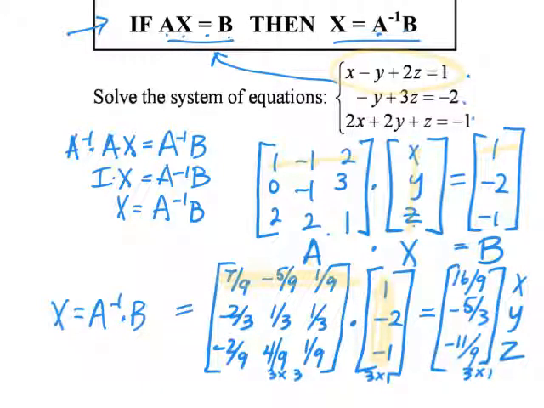You can take A inverse times and then store in matrix B as a 3 by 1, and then you just multiply them together using the multiplication key, and you will get your answer. So that is how you can use inverse matrices, as long as you have a non-singular matrix, in order to solve a system of equations.